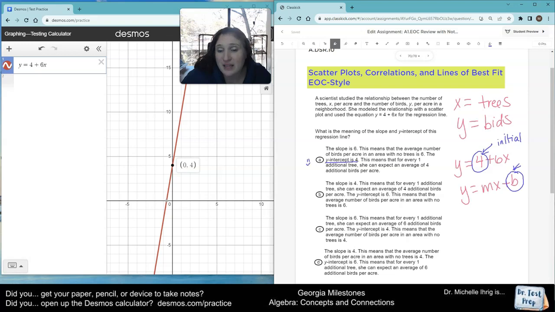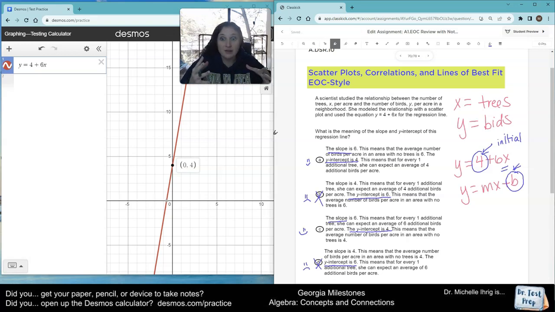So this could be the answer. We don't know. I'm just giving it a smiley face. This says the y-intercept is 6. That's not true. This says the y-intercept is 4. That's true. And this says the y-intercept is 6. That's not true. So then it says our slope is 6. Well, that's true. So now we know we're looking between choice A and choice D.